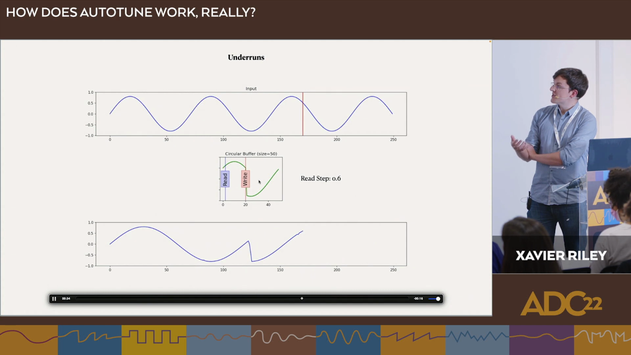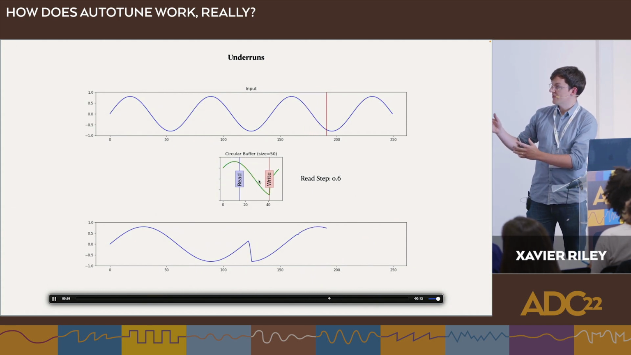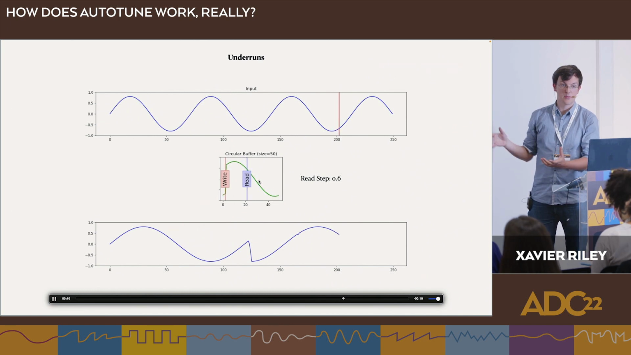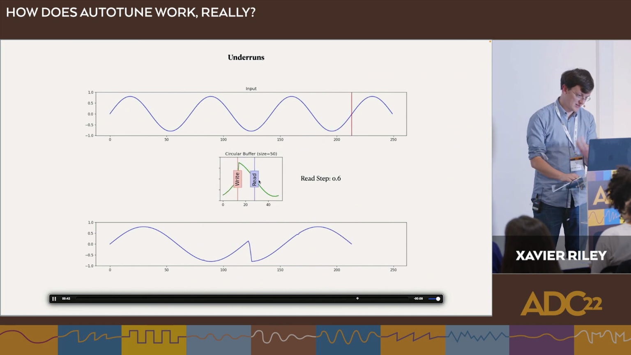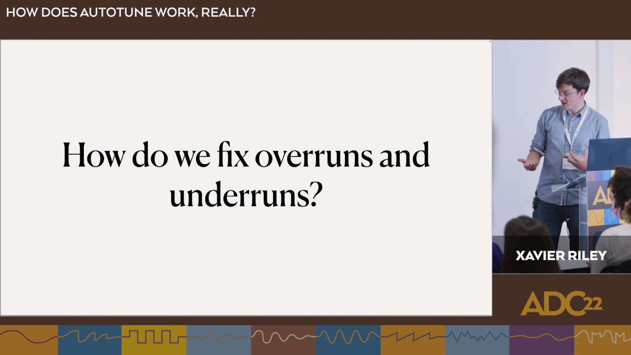So if we want to change the pitch of the content of a circular buffer using this kind of wavetable style approach, we basically can't do it because overruns and underruns will get you and the output will be horrible. So how do we fix those?